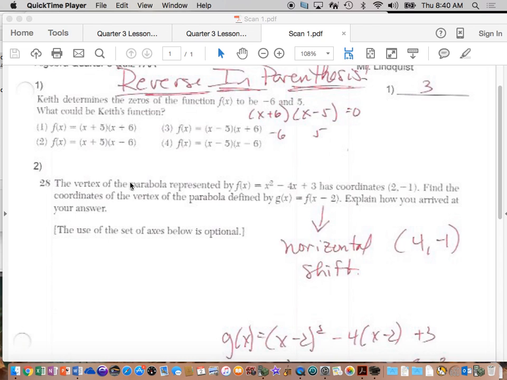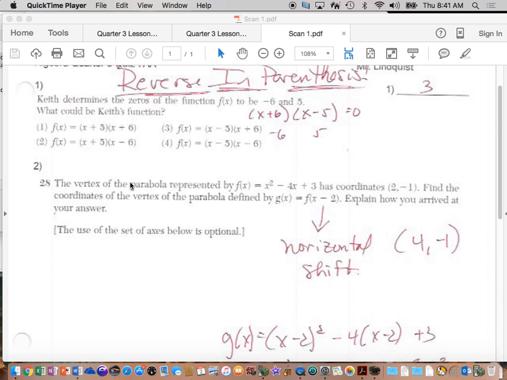And if I was to give a motif, if you will, a theme to today's quiz, it is reverse inside the parentheses. Now, first question says, Keith determines the zeros or the roots of a function to be -6 and 5. What could be Keith's function?